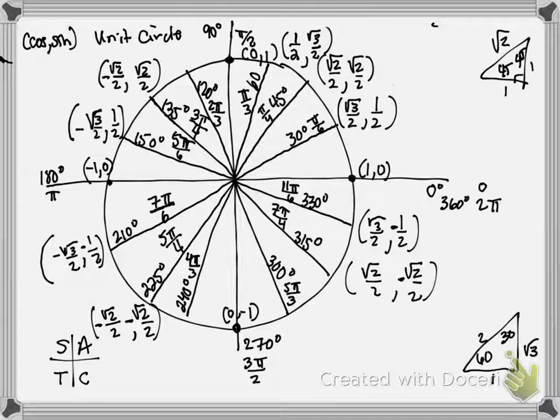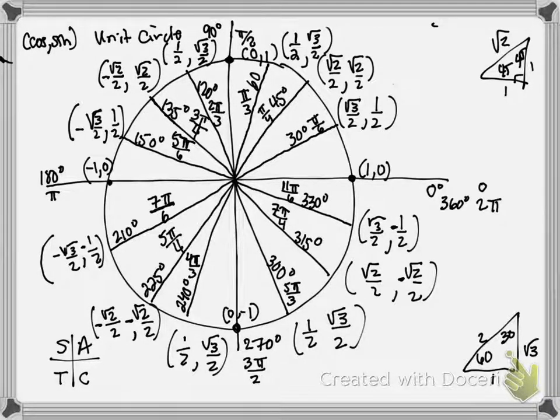Okay, so once again, I'm just putting in the values. 1/2, radical 3 over 2, in each quadrant. Okay, so in quadrant 4, sine is negative. In quadrant 2, both are negative. Or sorry, in quadrant 3, both are negative. And in quadrant 2, cosine is negative.